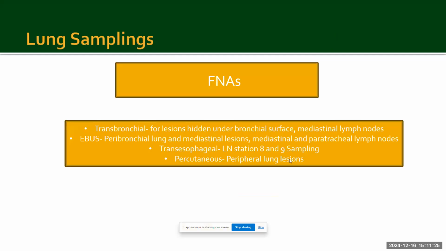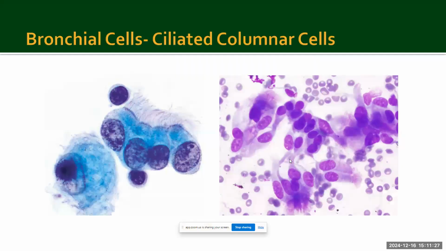Now, moving on to the next question. What are the normal elements that we usually see in respiratory cytology? In the images, you can see to the left is the Pap stain smear, and to the right is the Diff-Quik stain smear or Romanowsky stain. You can see these are ciliated bronchial epithelial cells where the nuclei are round to oval and situated at the base of the cell. And you can appreciate the cilia.